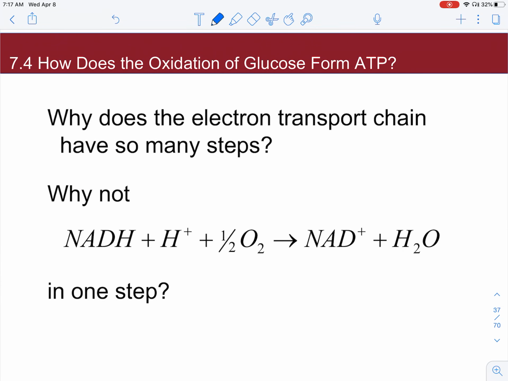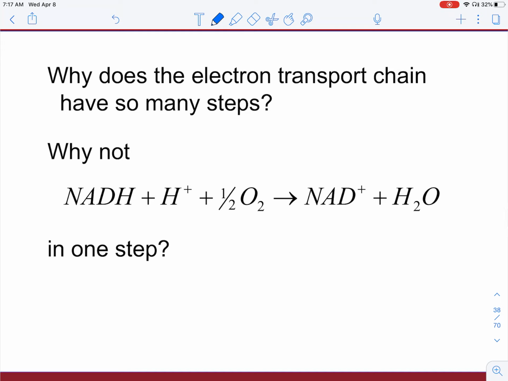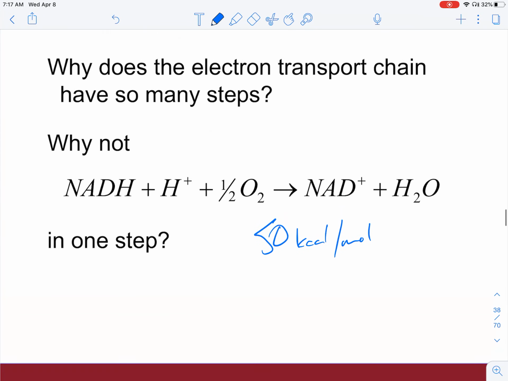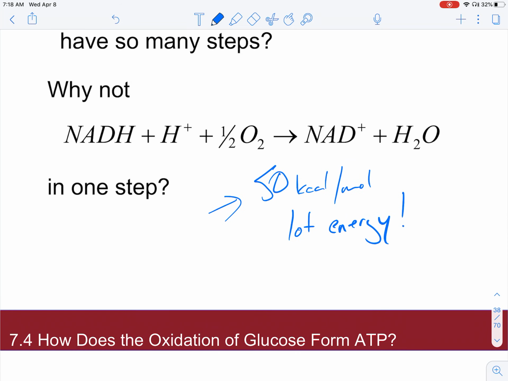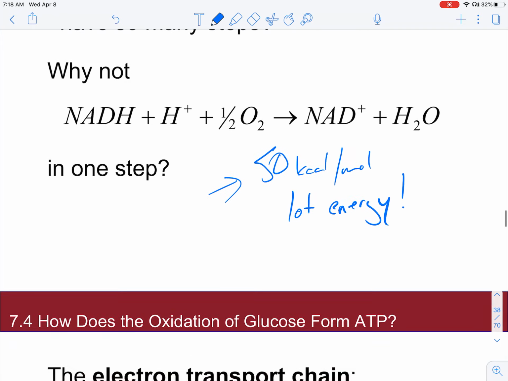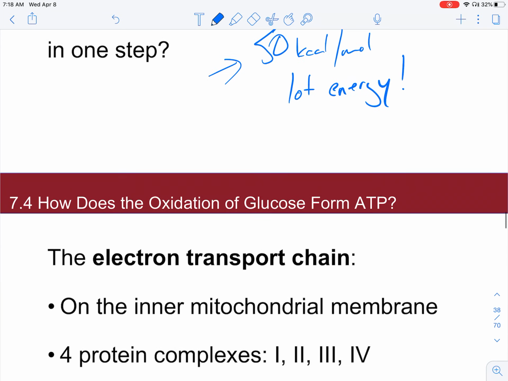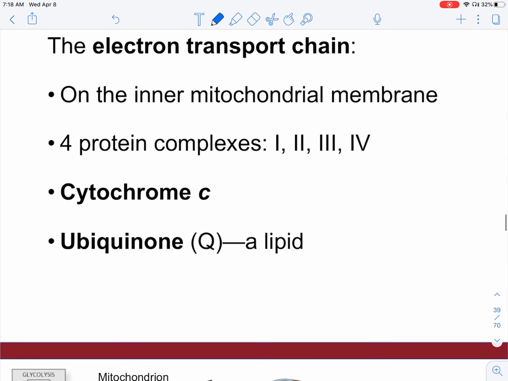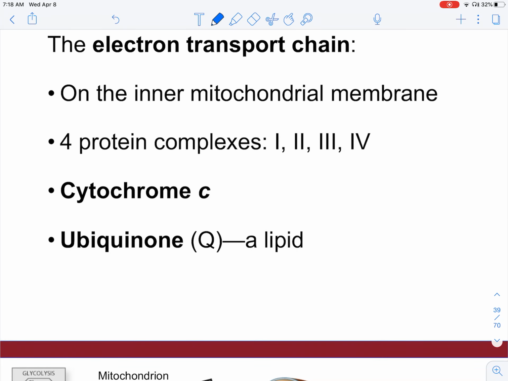So, there's a lot going on here. Remember, this one is like 50 kilocalories per mole or something like that. I should probably go back and look. But lots of energy, right? We're breaking this up quite a bit, and the reason is because if we captured all that energy at once, then we would blow up the cell. We don't have a mechanism to pick up all that energy at once. It's kind of like a nuclear reaction or something like that. So we have to break it down and sip that energy slowly.